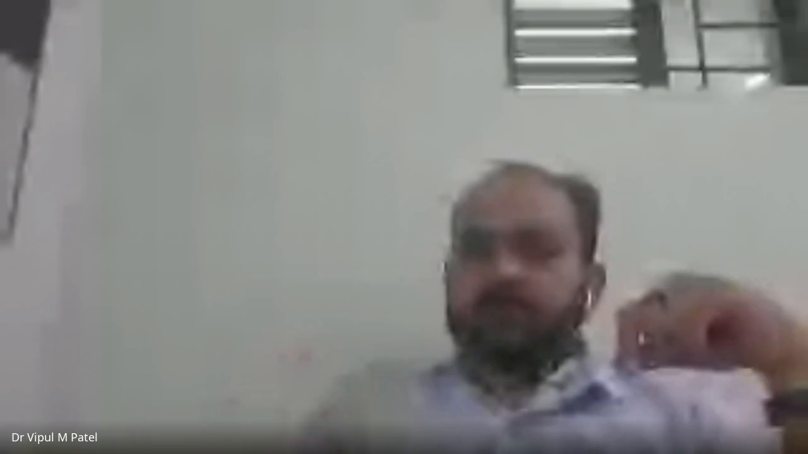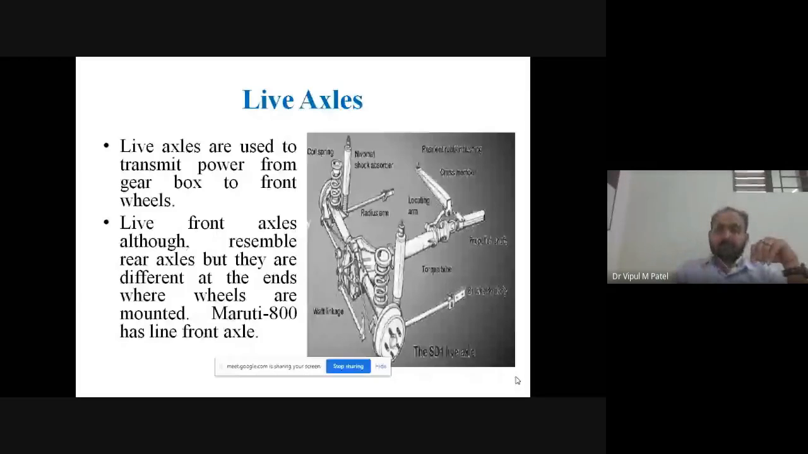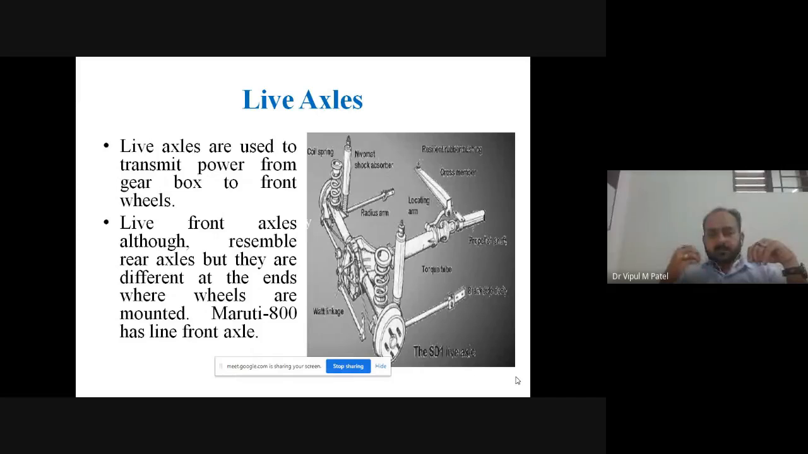Now you can see the live axles. We are using more components in the live axles, because we are transmitting the power with the use of these axles. We are absorbing the shocks given by the irregular roads. Also we are using it to rotate the wheel or wheel assembly at the front. That's why it is called a live axle.